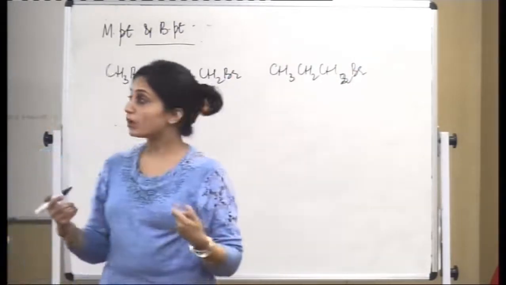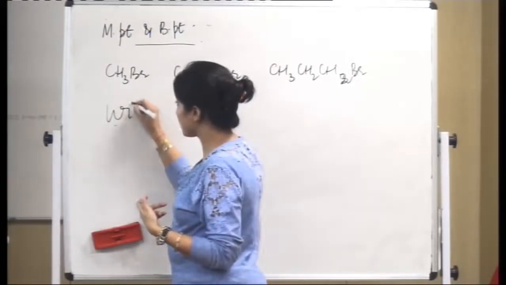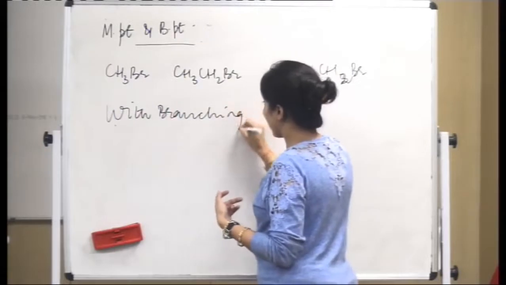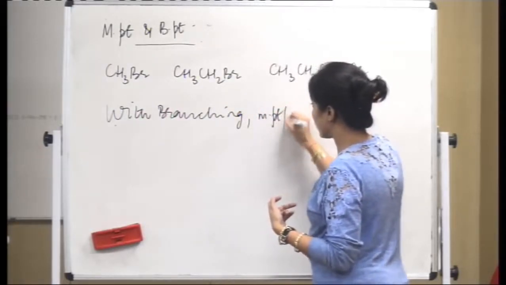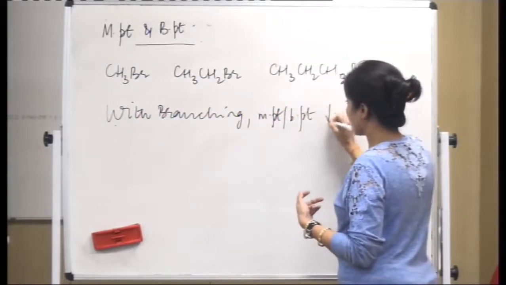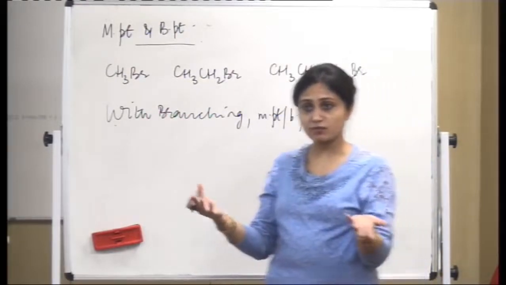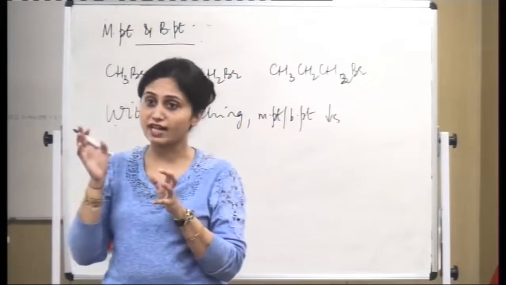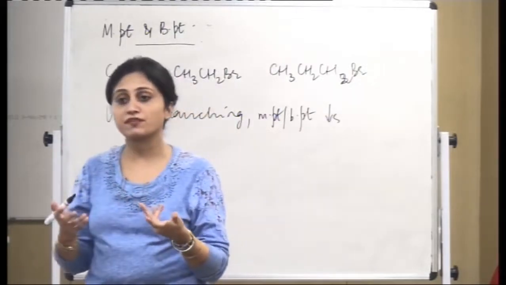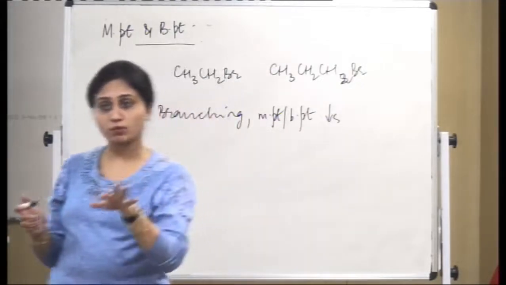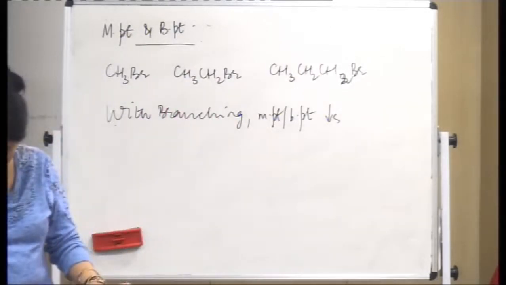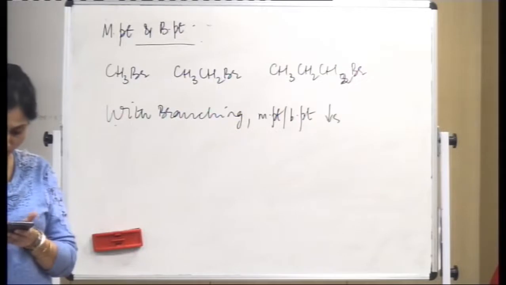So now with branching what happens? With branching, all these melting or boiling points decrease, because now the symmetry gets disturbed and then the surface area is less, and so the van der Waals forces of interactions will be less, and so because of that the melting and boiling points would decrease. Clear?